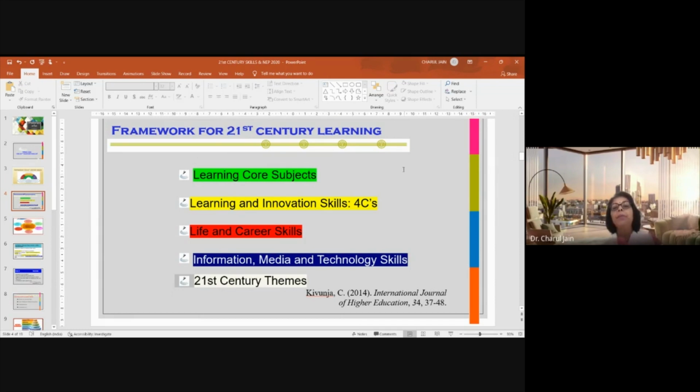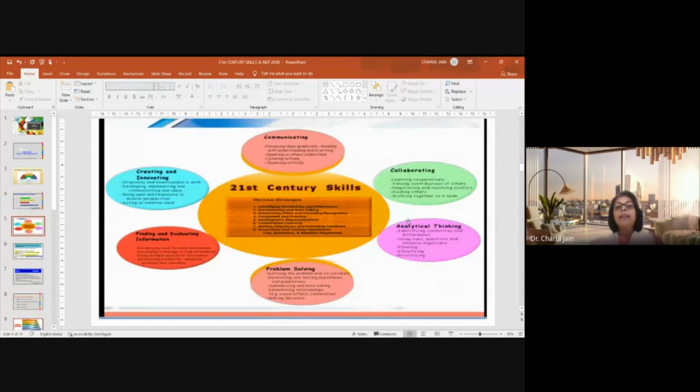Several things that I will be talking about have been taken from Kivunja and others, who published a research article in 2014. And there are several books, if you would like to refer to, you can go to those books online as well. So these are the 21st century skills.